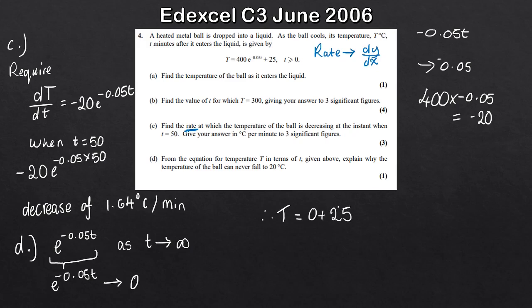Okay. Well, in that case, the smallest value T can possibly be here is going to be this 25. Okay. So obviously it can't go lower than this temperature here. So in that case, it can't fall to 20. So therefore, it can't fall to 20 degrees Celsius.